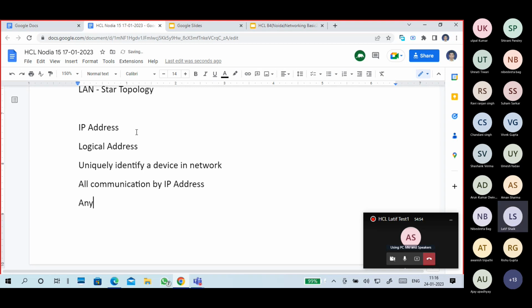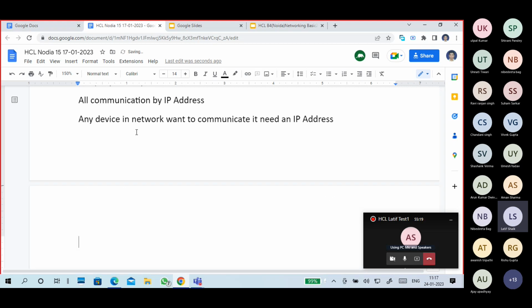Any device in the network that wants to communicate needs an IP address. At least one IP address is required. Right? Any device you take, an IP address must be there. At least one IP address.